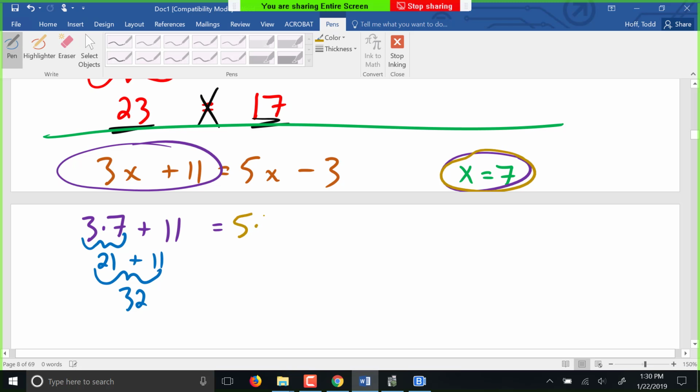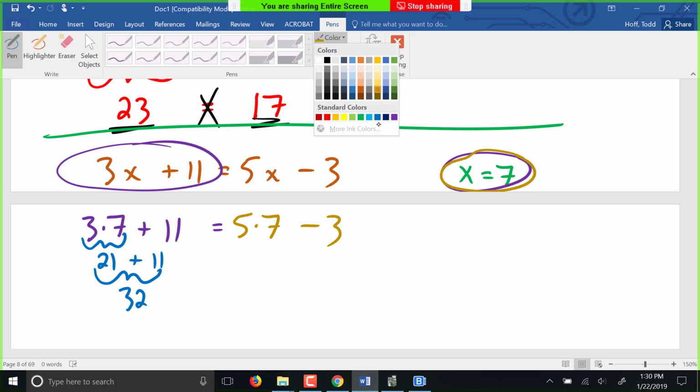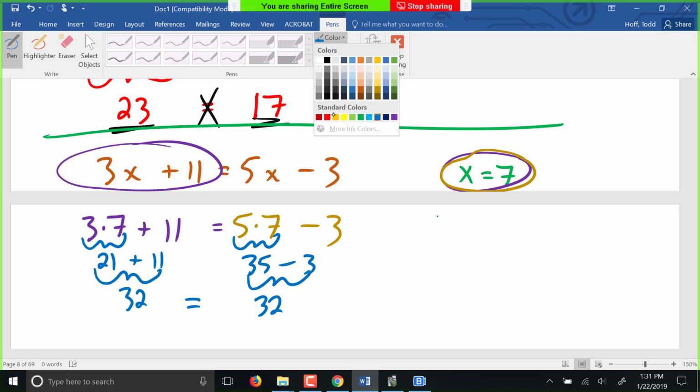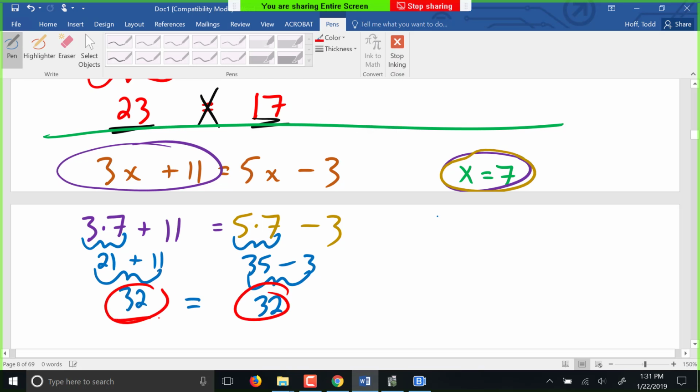5 times 7 minus 3. As we evaluate that, what does it evaluate to? 35 minus 3, which is 32. So we have the same value on each side, which tells us that's true. So we have a solution. X equals 7 is a solution to that equation. It makes it true. It gives us the exact same value on each side of the equal sign.